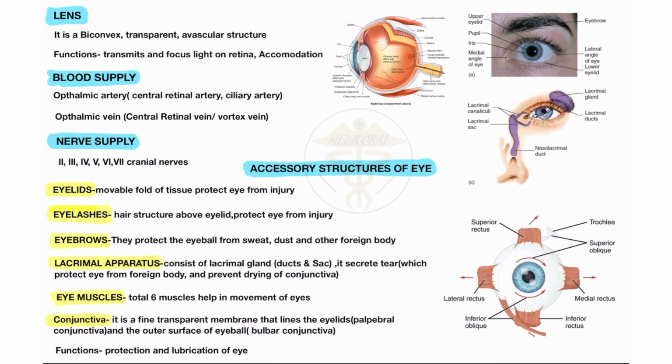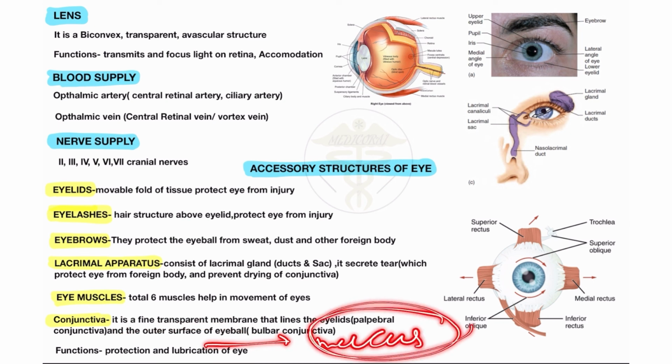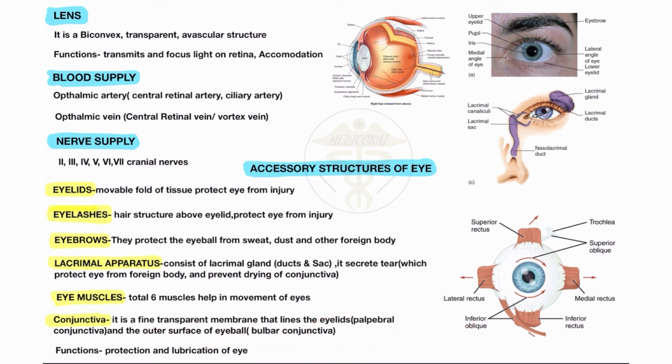What is the function of the conjunctiva? Its function is the protection and lubrication of the eye, because it secretes a mucus-like fluid that helps lubricate the eye and protects it from drying. So it helps in the protection and lubrication of the eyes through the secretion of mucus fluid. This is the function of the conjunctiva, and this is all about the anatomy and physiology of the eye.